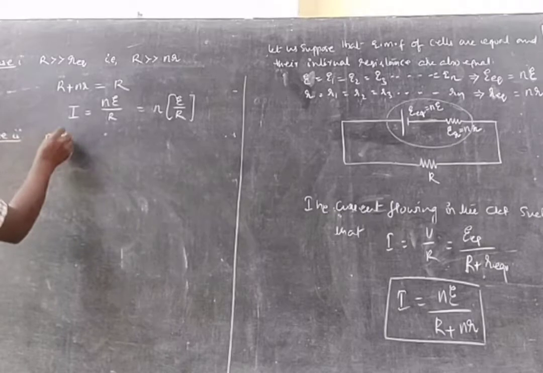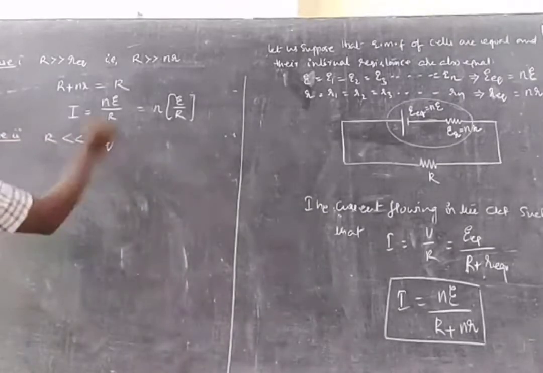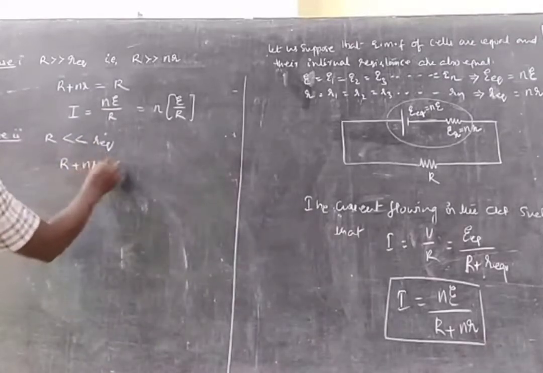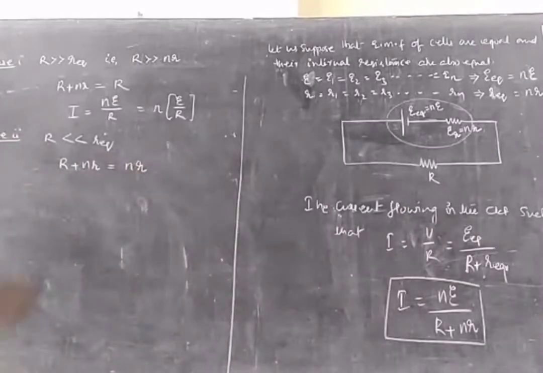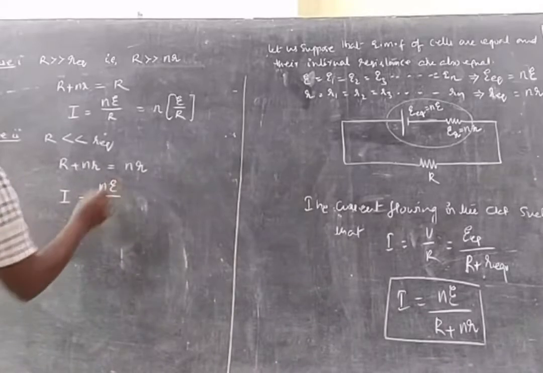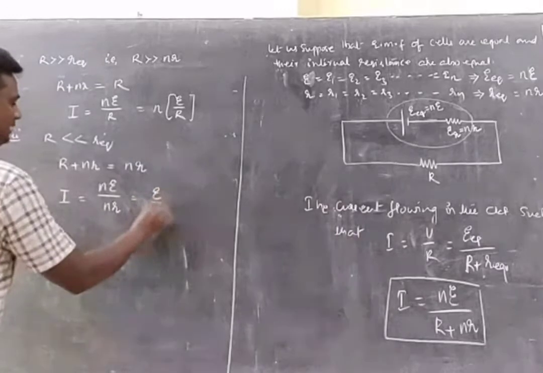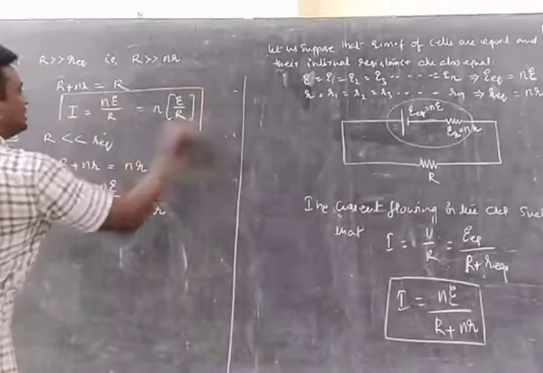If the external resistance is very much less, R plus nr can be approximated as nr, and we can neglect this R. So in that case, I is equal to nE by nr, so here E by r. So these are the two special cases to be noted.